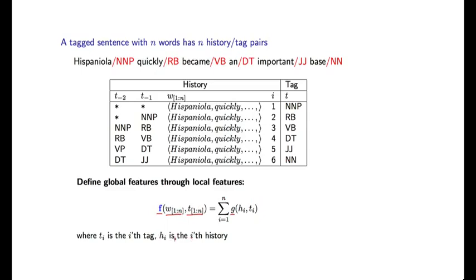I assume that h sub i is the ith history, so the history at the ith position, where i equals 1, 2, 3, 4, 5, and 6. And t_i is the ith tag. And I simply sum these feature vectors. So the global feature vector here is equal to a sum of local feature vectors.